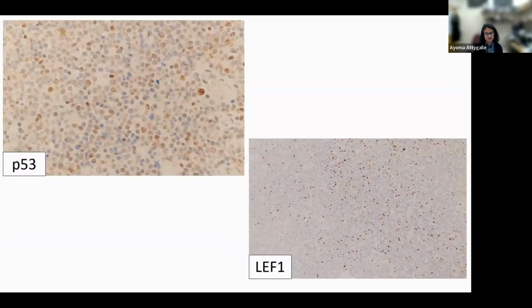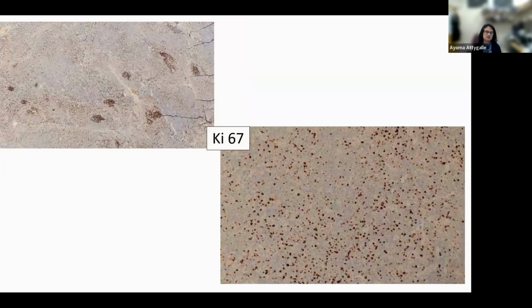P53 is wild type. And LEF1 is normally expressed by T cells, hence these positive cells, but these cells themselves are negative. LEF1 is also a recent marker, and its usefulness is really because in the context, it's fairly specific in the case of low-grade B-cell lymphomas for CLL/SLL. So this is negative. The Ki67 is highlighting those residual reactive germinal centers, but also you see a proliferation index in the lesional cells of approximately 15%.